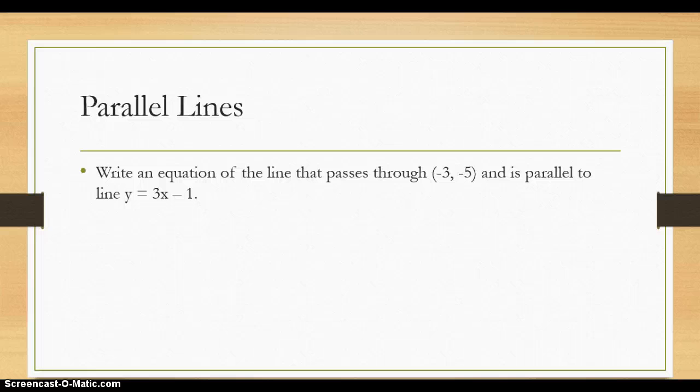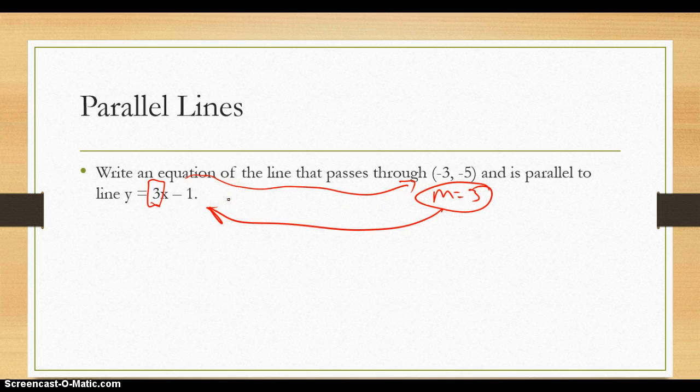So let's work on parallel lines first. Write an equation of the line that passes through (-3, -5) and is parallel to the line y equals 3x minus 1. Well, remember, we know two lines are parallel if they have the same slope. So we're trying to find the equation of the line that passes through this point. If these two lines are parallel, then this line must have a slope of 3 as well, so that it's parallel to y equals 3x minus 1.